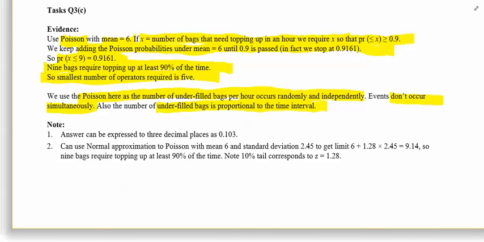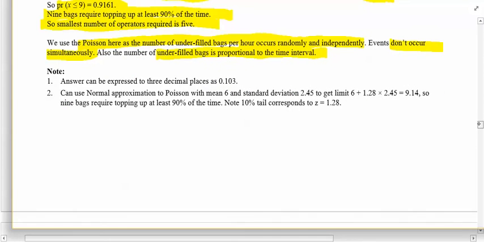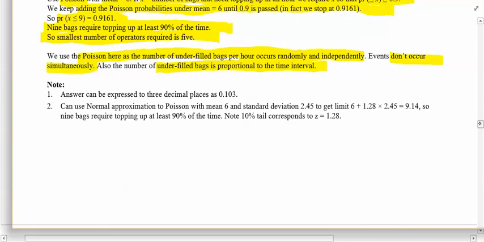Note, answer can be expressed to 3 decimal places as 0.103. Not sure what that means. And can use normal approximation to Poisson with mean 6 and standard deviation 2.45. In other words, what they're saying is if you wanted to, you could have approximated this with a normal distribution. But there's no need to. It's actually faster just to use your graphics calculator.